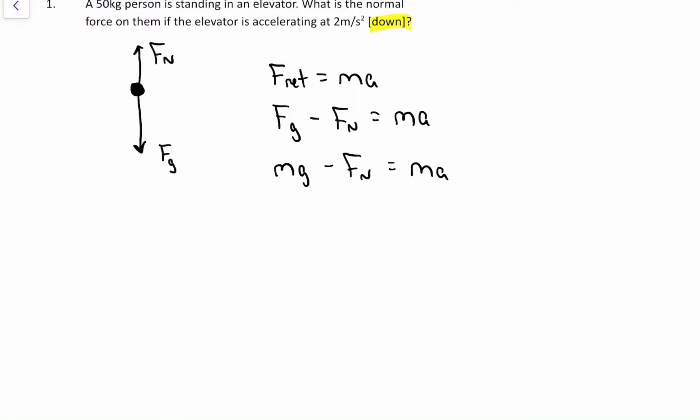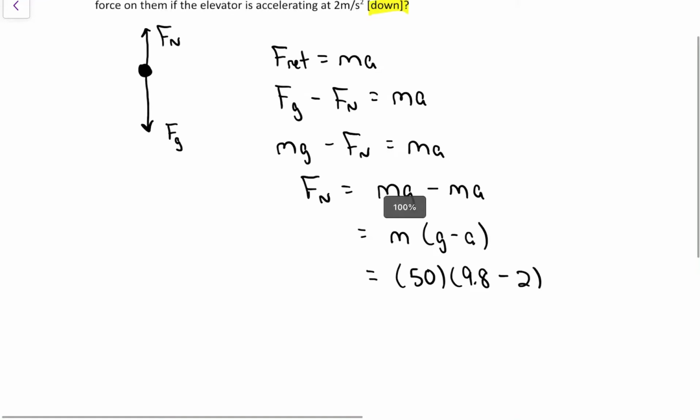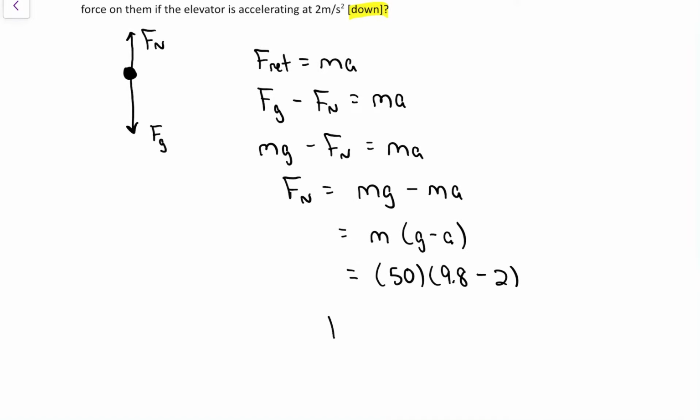When we get down to algebra, if I flip things around, Fn all by itself is the mg minus the ma. I'm working without a calculator, so I would common factor out the m to get that. The mass I made up was 50, g is 9.8, and the acceleration I made up was 2. I did use a calculator to figure this out, but we get a nice number, 390 newtons.